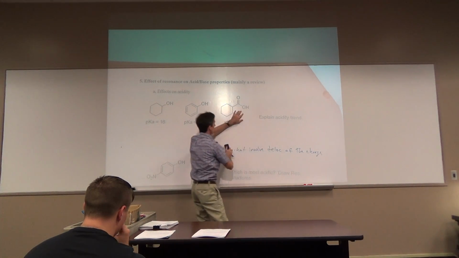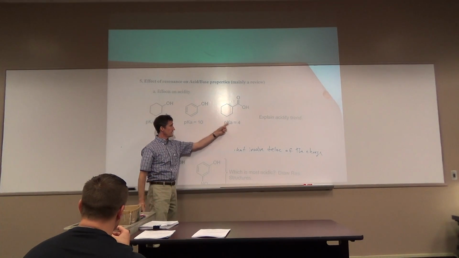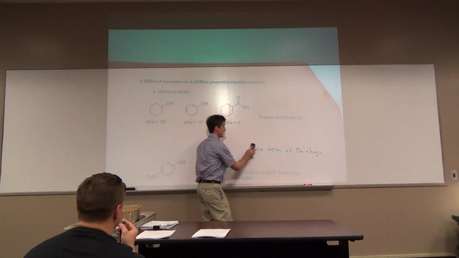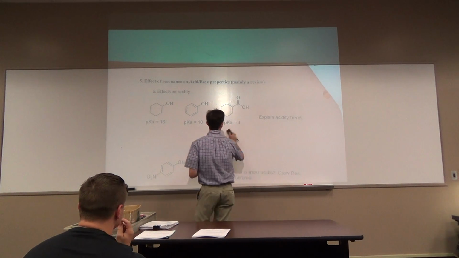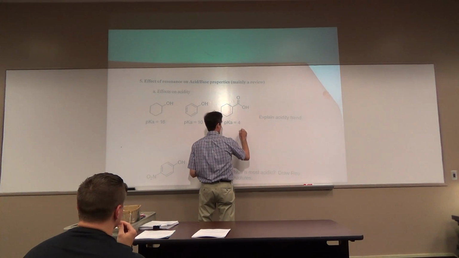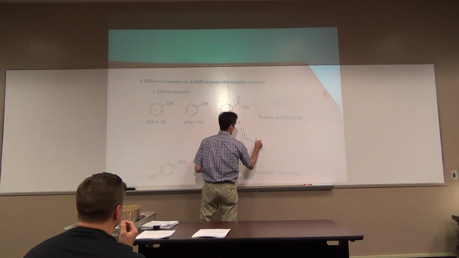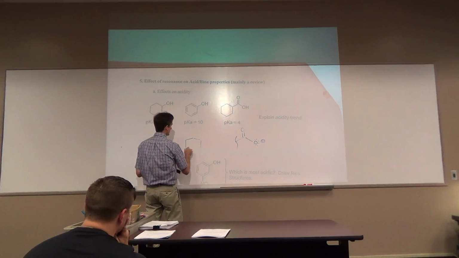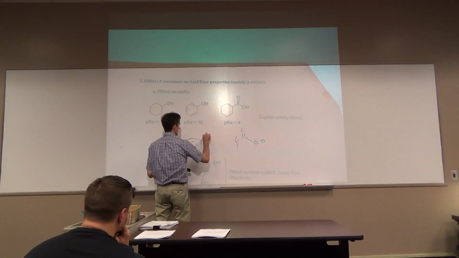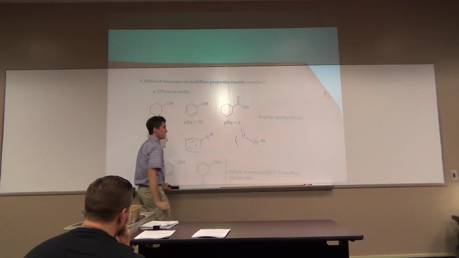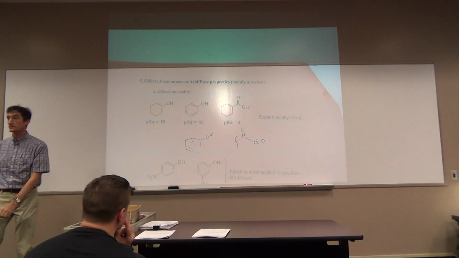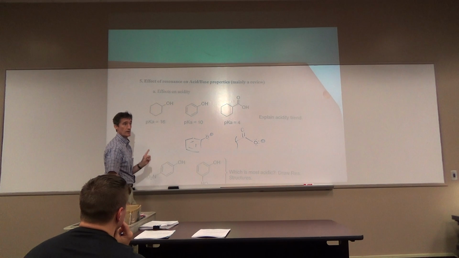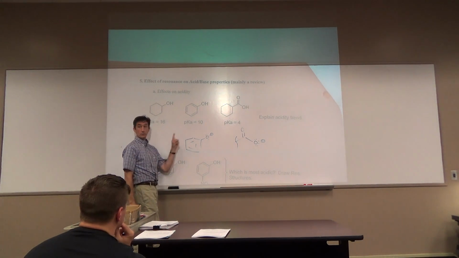Then we have this functional group, carboxylic acid. It's even more acidic than a phenol. Carboxylic acid, which implies that that is more stable than that. That's what that implies. Yeah? Why? Why is the one on the right more stable? You can do resonance of both.